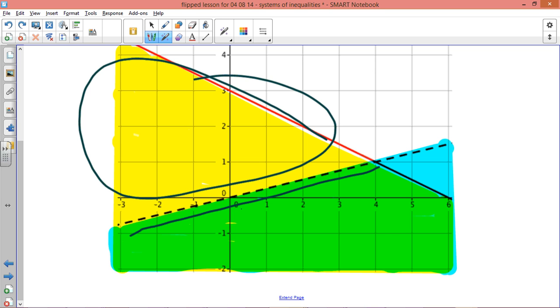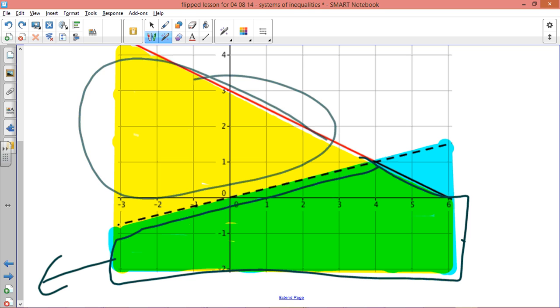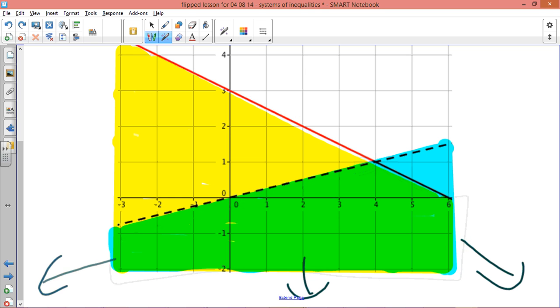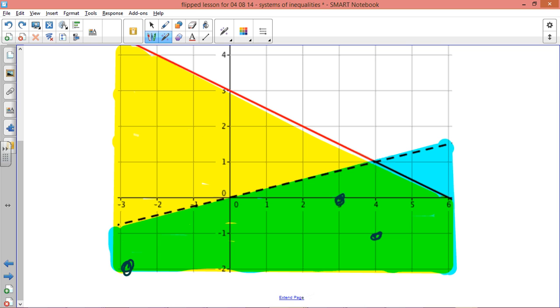Our solution is just this area right here, and clearly it goes on that way forever, and that way forever, and that way forever. Okay, great. So that is a system of linear inequalities. It has a lot of different solutions. One solution would be the point (3, 0). Another would be the point (4, -1). Another would be the point (-3, -2). Okay, those are all solutions.